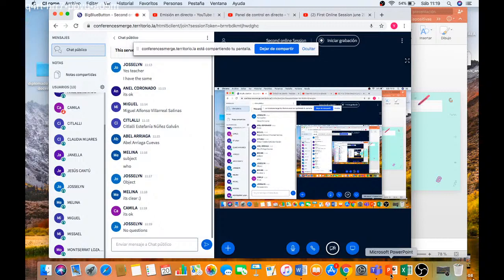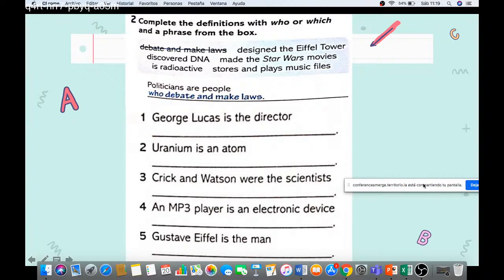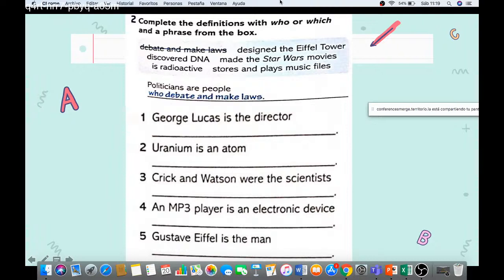The next exercise says that we are going to complete the definitions with who or which and the phrase that we have over here. We are not going to create something new. So it says, complete the definition with who or which and the phrase from the box. Discover DNA, is radioactive, design the Eiffel Tower, made a Star Wars movie, and stores and plays music files. Politicians are people who debate and make laws. It's already there. George Lucas is the director who made the Star Wars movie.